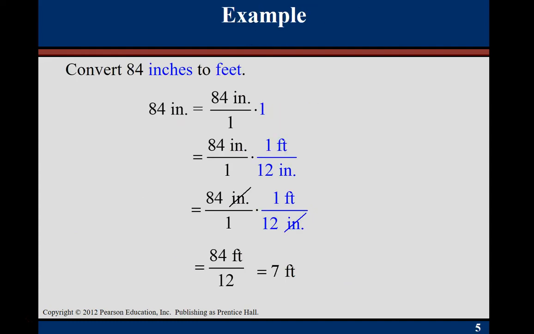For example, if I was converting 84 inches to feet, I would want feet to be up in my numerator. 84 inches is our single unit that we're talking about, and we're going to convert this to feet, and there's 1 foot and 12 inches. The inches will divide out, and when I multiply straight across, I'll get 84 over 12. Only feet will be left, inches divided out. 84 divided by 12 is 7.